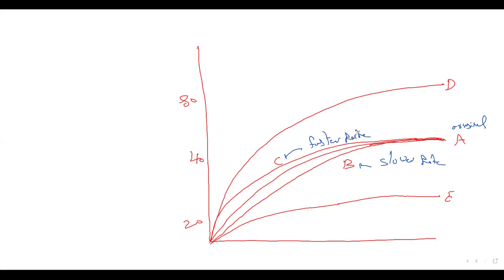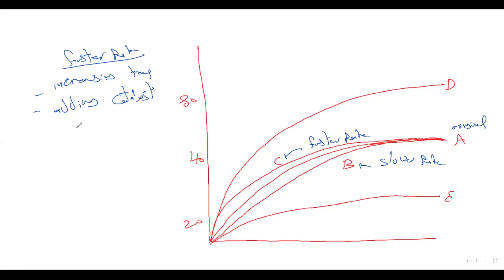Faster rate like increasing temperature, adding catalyst, using powdered instead of blocks or sheets, like that. So this is the faster rate. Slow rate is the opposite: decreasing temperature, removing catalyst, using blocks or sheets instead of powders.